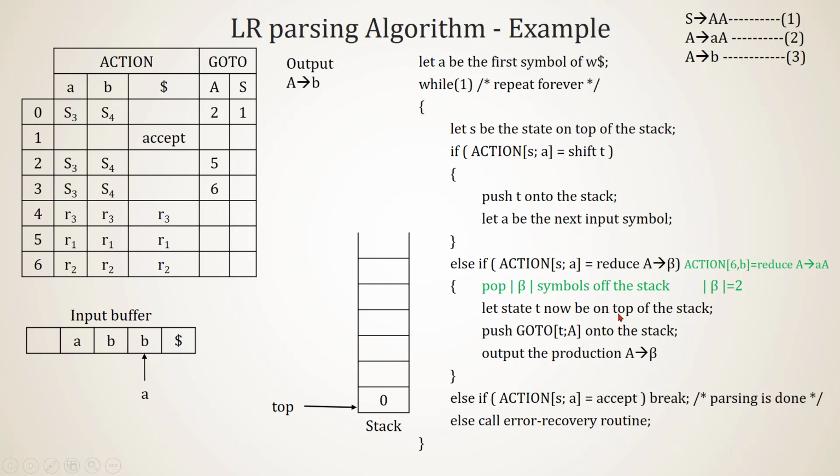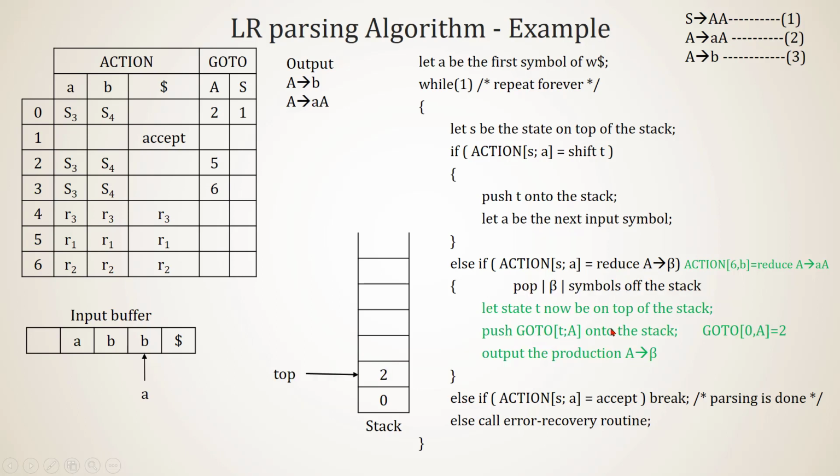Let state T now be on the top of the stack. Now 0 is on top of the stack. Push goto T comma A onto the stack. Goto 0 comma A. 0 comma A means 2. Again, this A actually represents this A. Never get confused between this A and this A. So here in our example also, the left hand side is A. In the algorithm also, the left hand side is A. So goto 0 comma A is 2. So 2 is pushed. Output the production A derives beta. In the algorithm it is A derives beta. In our case it is A derives a. So it is printed as output.